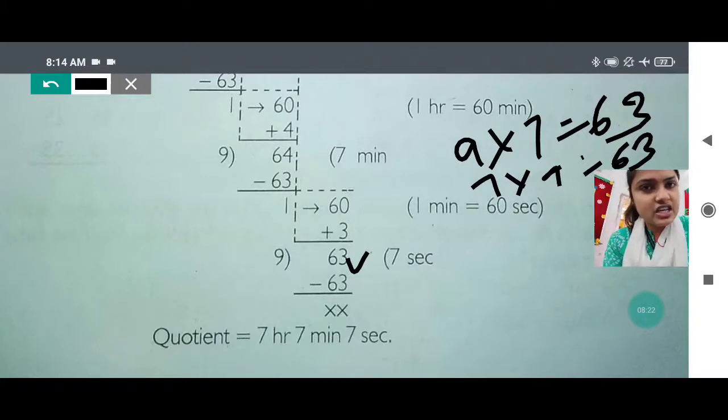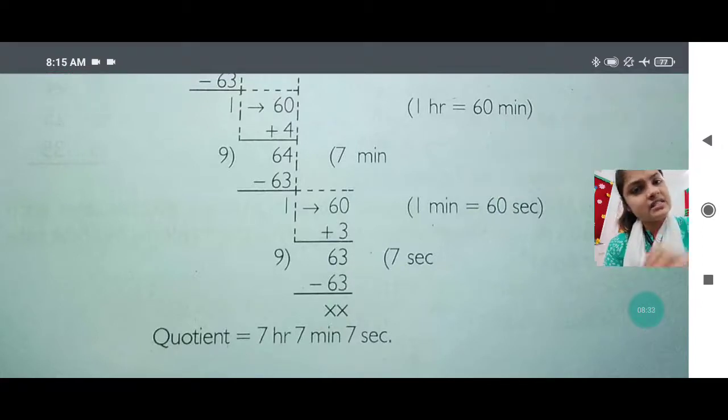So you will write 63 just below 63, then you will subtract. And when you subtract, you will get 0, 0. 3 minus 3 is 0 and 6 minus 6 is 0. So you will get 7 hours, 7 minutes and 7 seconds.